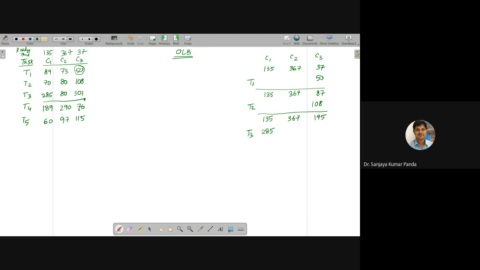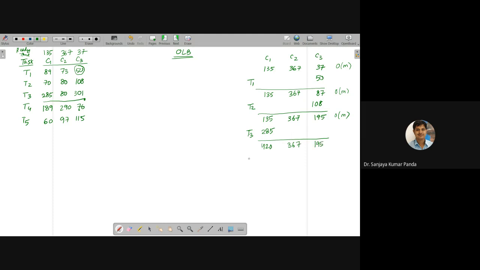But we examine m different clouds every time. Here our mapping is order of m. Here also our mapping is order of m. Here also it is order of m, because you are examining m different machines and selecting one machine for assigning a particular task, right? So if T3 is assigned to C1, the ready time is increased from 135 to 420, that is the sum of 135 and 285. And C2 it is 367, and C3 it is 195.